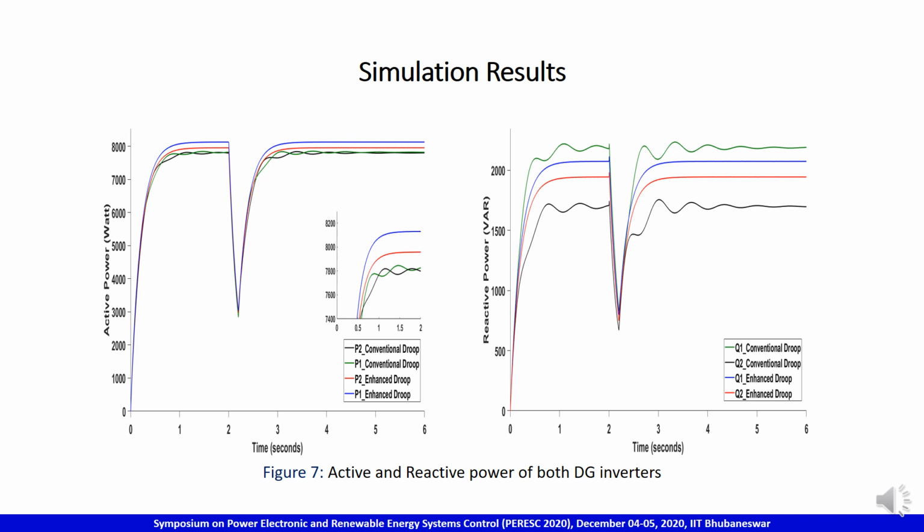The output power from the DG has increased since the operating frequency and voltage have been restored in the case of the proposed Droop control technique.